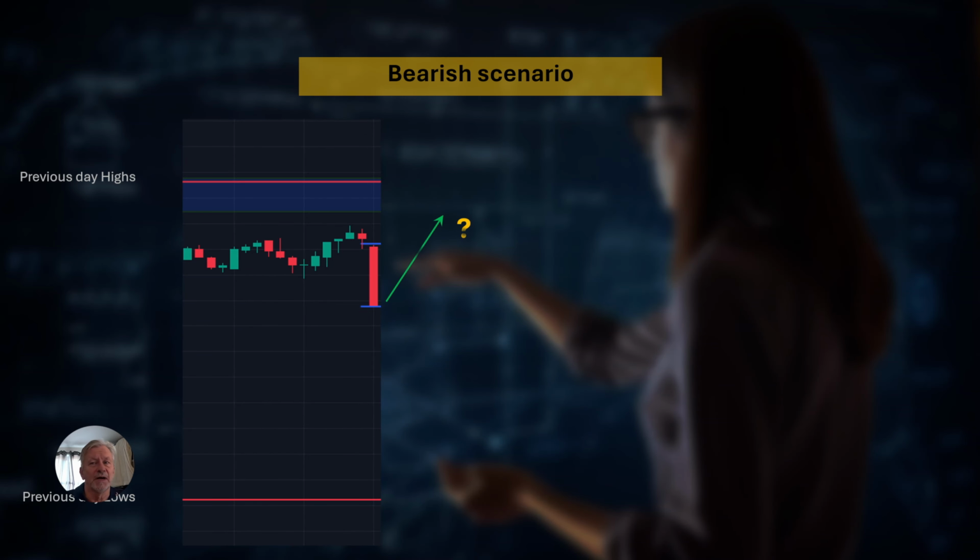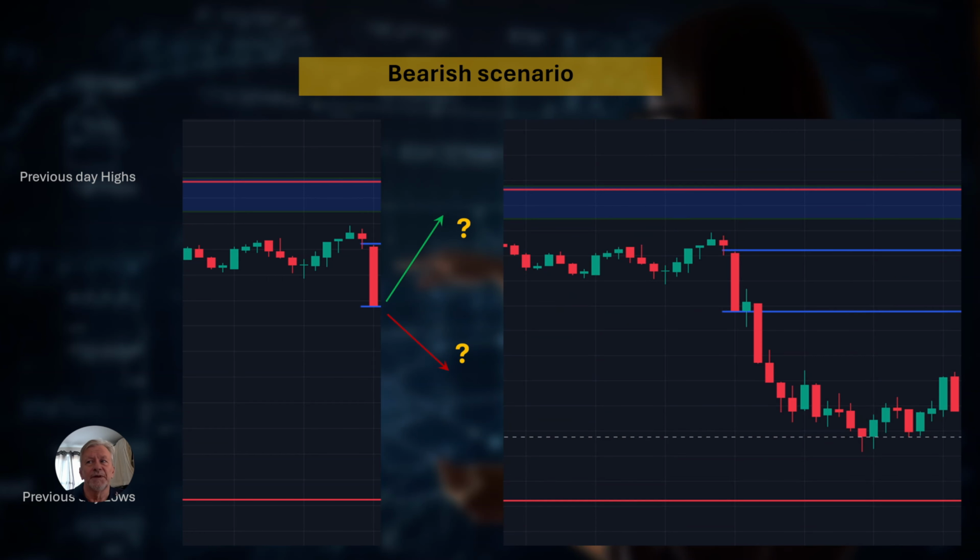Is it going up or going down? And even here, it's a good sign and a good indicator when the 5 minute candle is bearish. It often indicates that the market is going to be bearish. In this case, it went bearish.